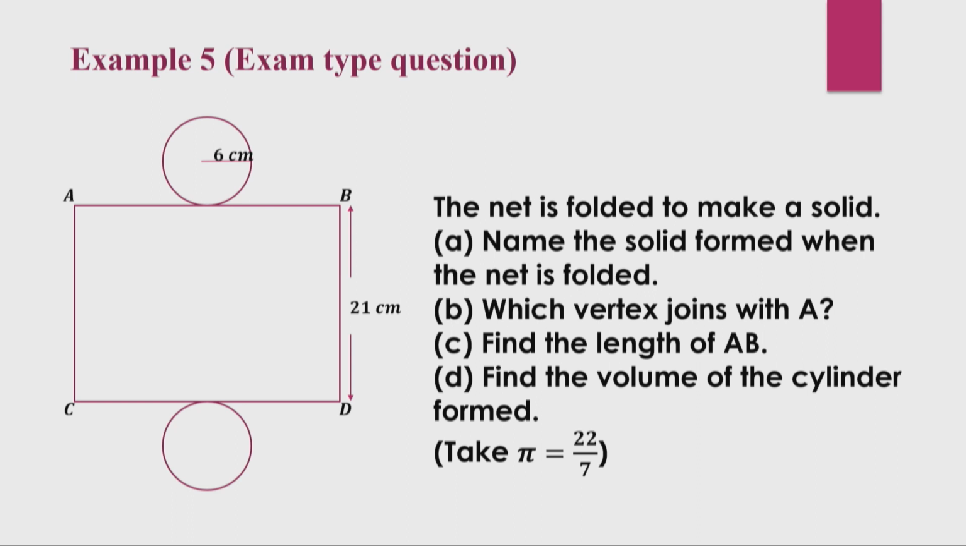Next example. The net is folded to make a solid. Part A. Name the solid formed when the net is folded. Part B. Which vertex joins with A? Part C. Find the length of AB. Part D. Find the volume of the cylinder formed. Take pi to be 22/7.